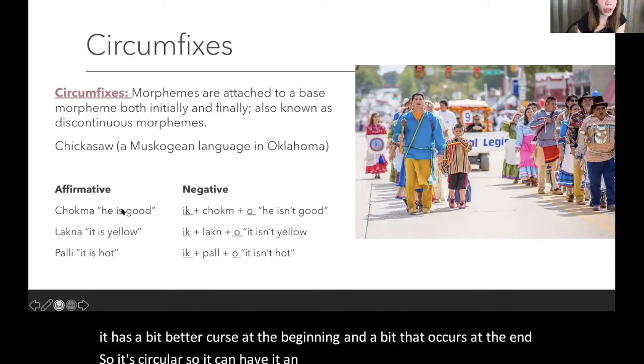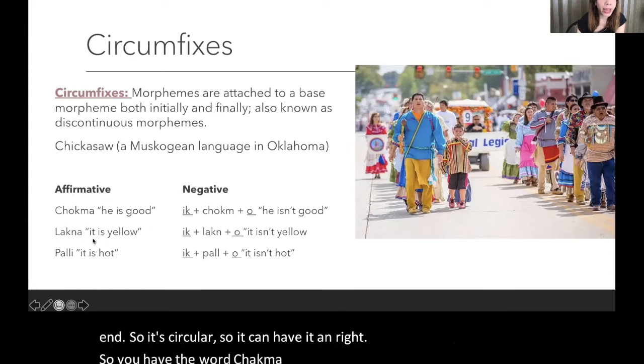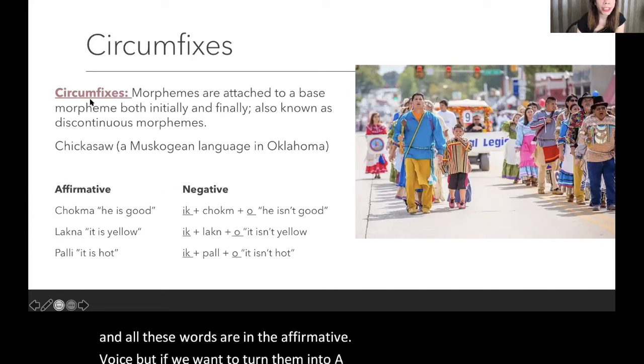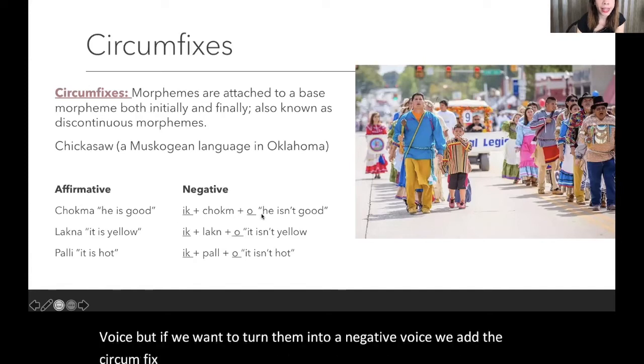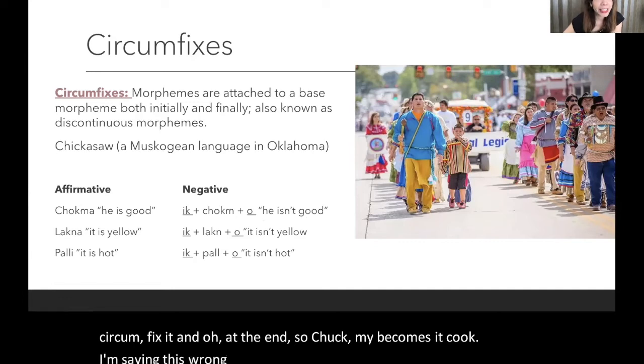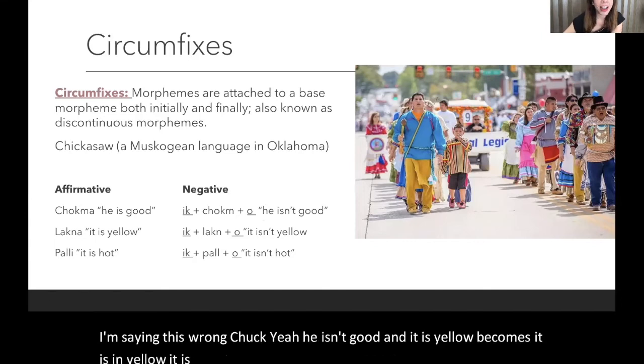So you have the word chakma, he is good. Lakna, it is yellow. Pali, it is hot. All of these words are in the affirmative voice. But if we want to turn them into a negative voice, we add the circumfix ik and o. So chakma becomes ikokmo. I'm saying this wrong. He isn't good. And it is yellow becomes it isn't yellow. It is hot becomes it isn't hot. And it's because these circumfixes are being added.